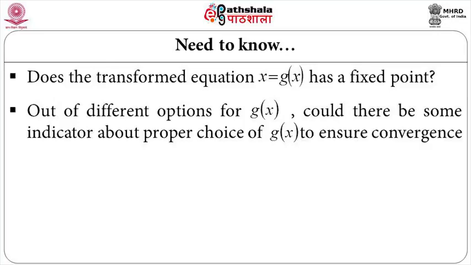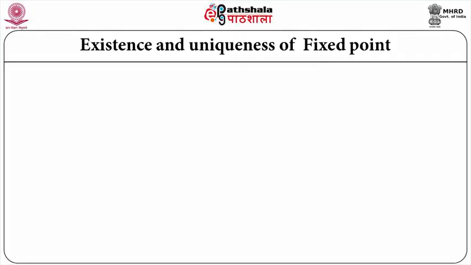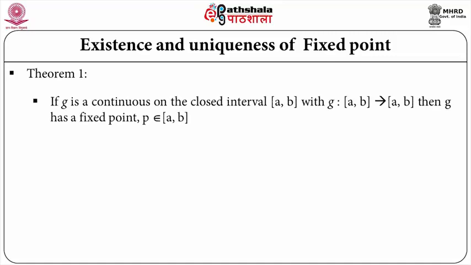The results which guide us are known as the existence and uniqueness theorem of the fixed point. This theorem states that if G is continuous on a closed interval [a, b], and its range is also the interval [a, b], then G has a fixed point. So, it guarantees us the fixed point if the function G is continuous on the interval [a, b] with its values also lying in the interval [a, b].